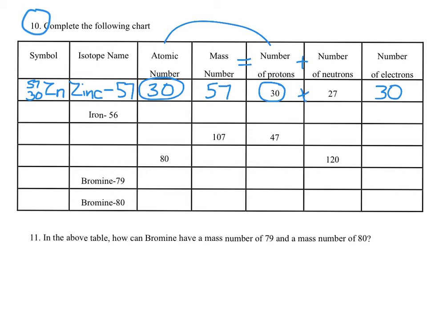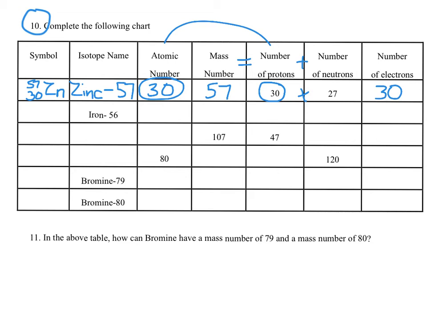Now, if you look on the periodic table, you might say, well, Mr. J, zinc is 65 for its mass on the periodic table. What is this 57? Well, this is a specific isotope of zinc, 57. But the average mass for zinc of all the isotopes is 65.39. So remember, on the periodic table, that's an average of all the different isotopes, not just individual ones.